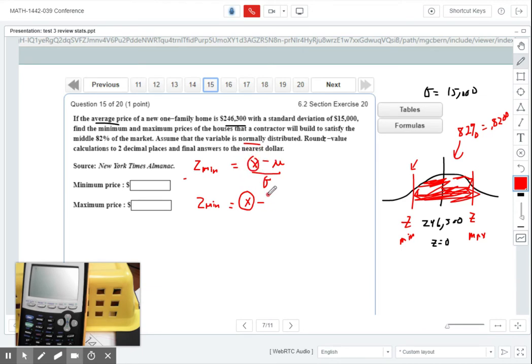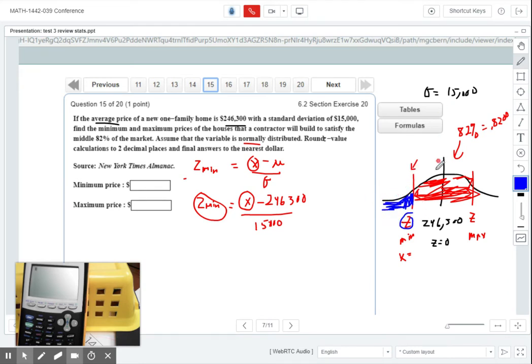Our average was $246,300, and our standard deviation was 15,000. So I'm missing two things: the z-value and the x-value. We're looking for the x-value at this spot and the z-value. Well, I think I can find the z-value at this spot. I just have to know the area to the left of this curve.